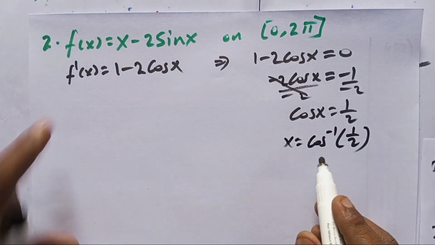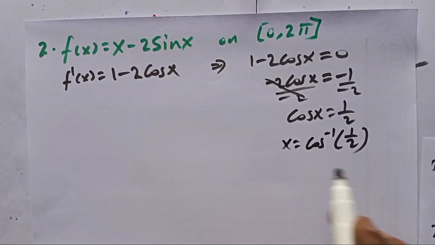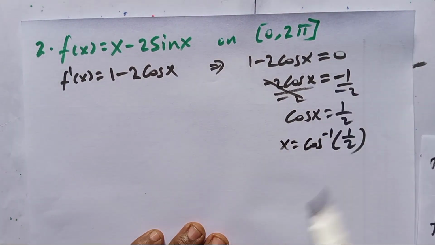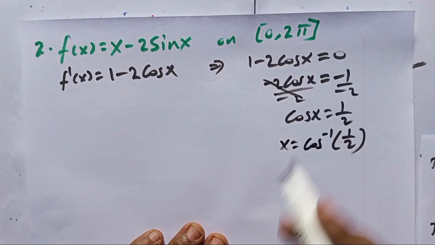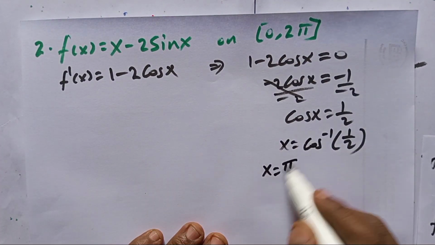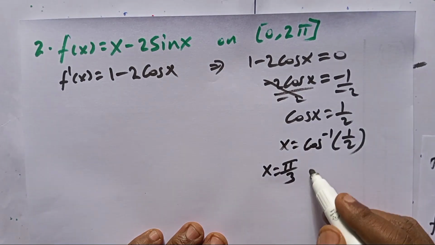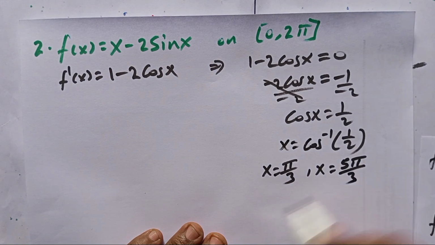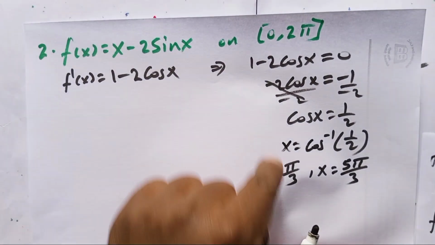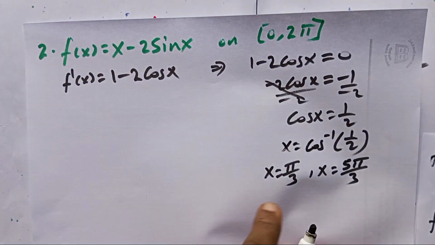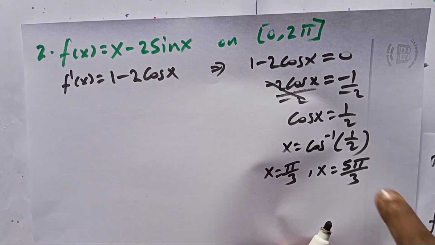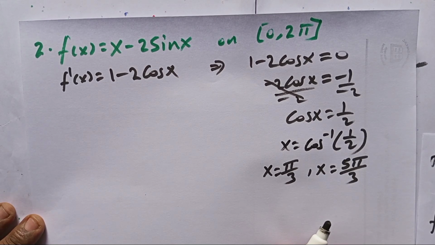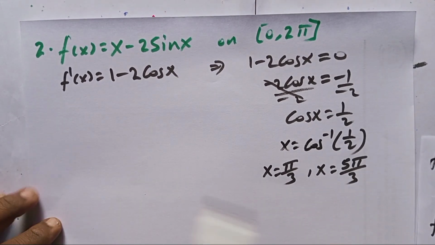So for what angle do we have cos equal to one half? At how many degrees is cos one half? Search carefully within the interval: cos 60 degrees, which is pi over 3, and the other one is cos 300 degrees, which is 5 pi over 3. These go up to 360, at 60 degrees and 300 degrees, converted to radian measure. At these the derivative is 0. These are the critical values.